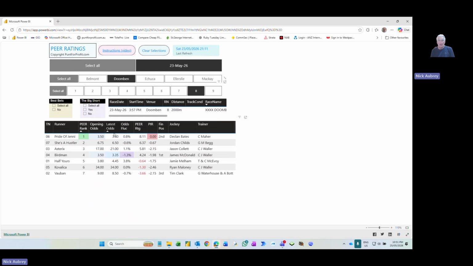And of course, the bigger the peer rating, the more likely it is to win. The next thing is PIR. PIR stands for position in running. Now this is something that I'm quite interested in: tracking the pace of the race and who are the most likely leaders, who are the off pace, on pace, and back markers.